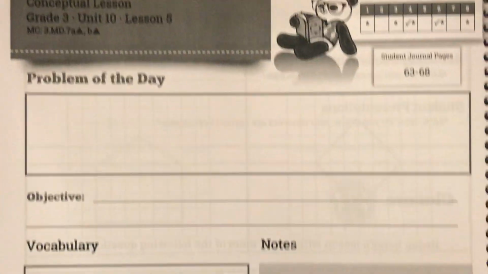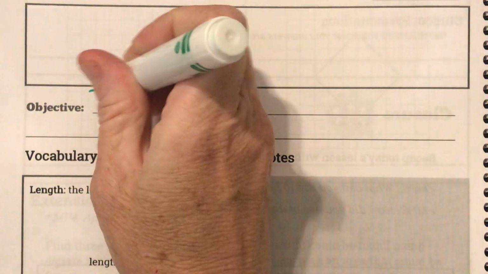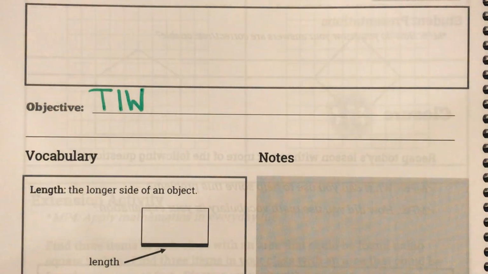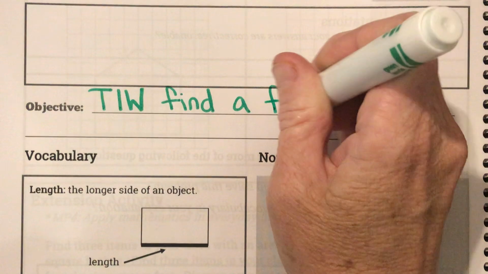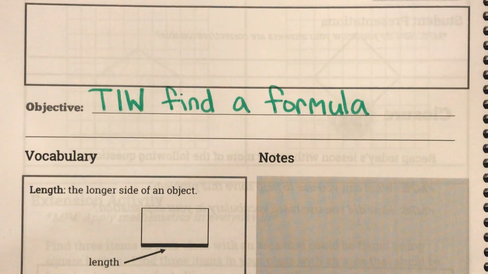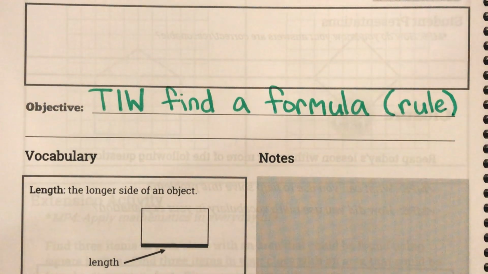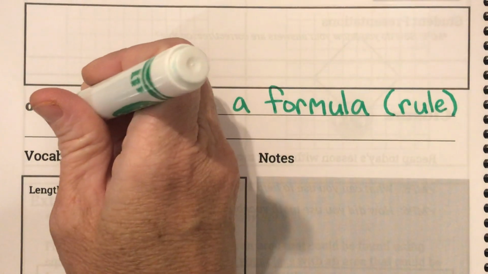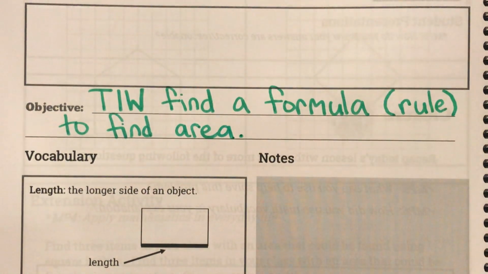Okay, so today our objective of our learning is: today I will find a formula. Now, I know in third grade we don't do a lot of formulas. A formula is like a rule, so I'm going to put rule in parentheses. So today I will find a formula or a rule to find area. We're still going to be learning about area, but now we're going to try and find a rule where we won't be counting the blocks always.